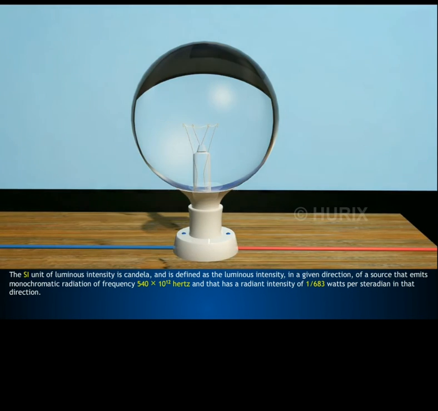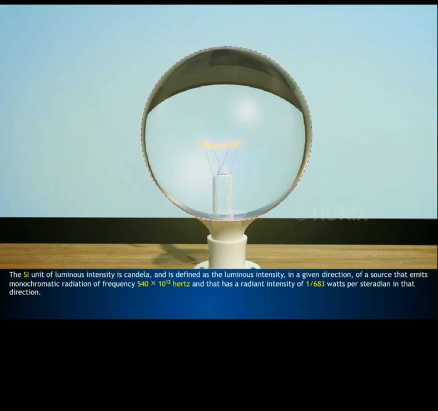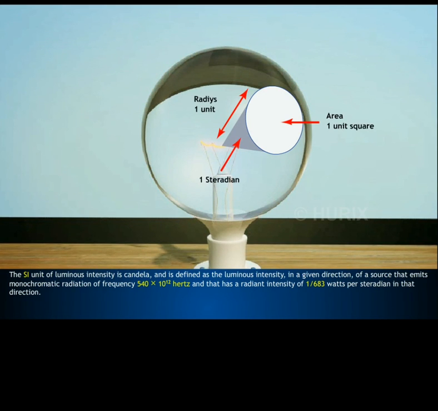The SI unit of luminous intensity is candela, and is defined as the luminous intensity in a given direction of a source that emits monochromatic radiation of frequency 540 × 10¹² Hz, and that has a radiant intensity of 1 by 683 watt per steradian in that direction.